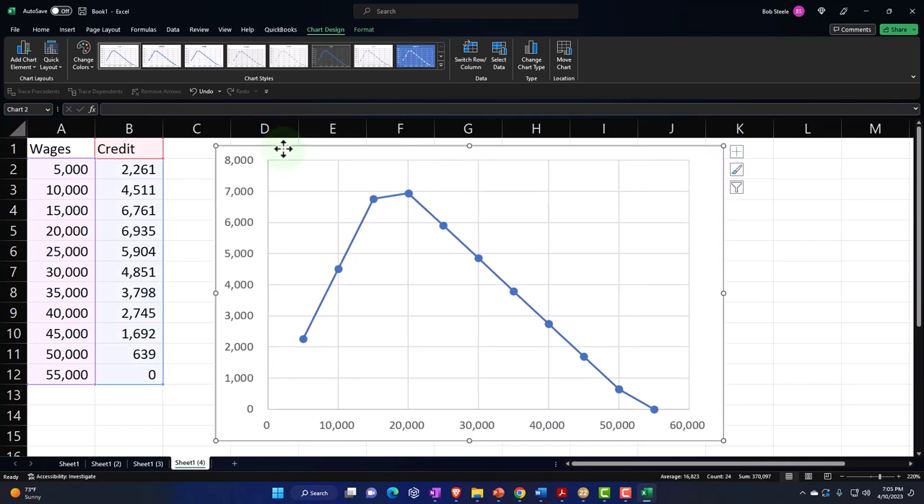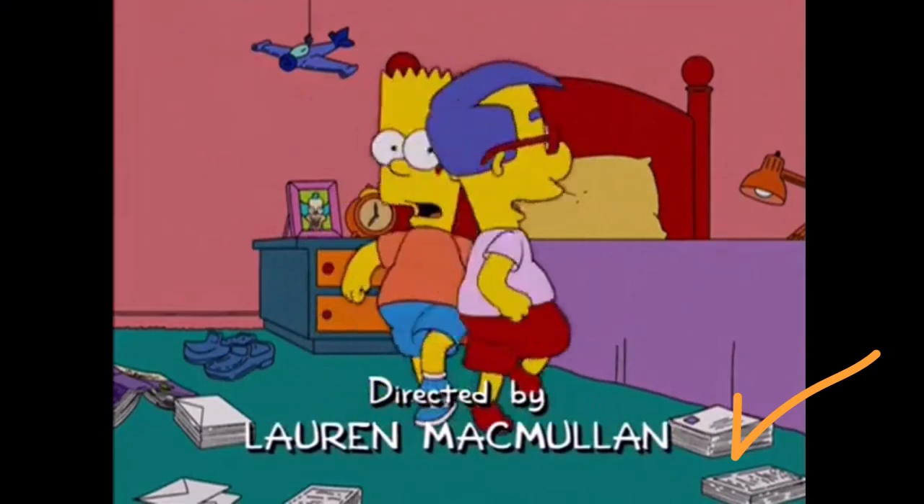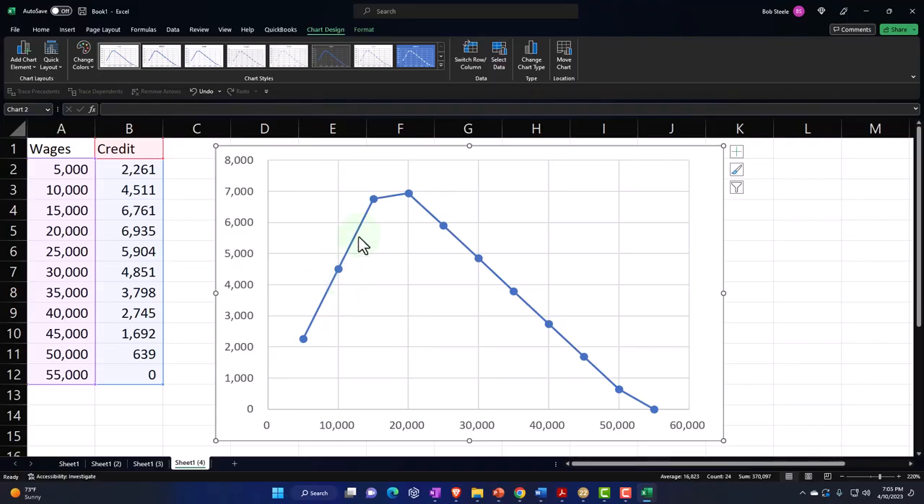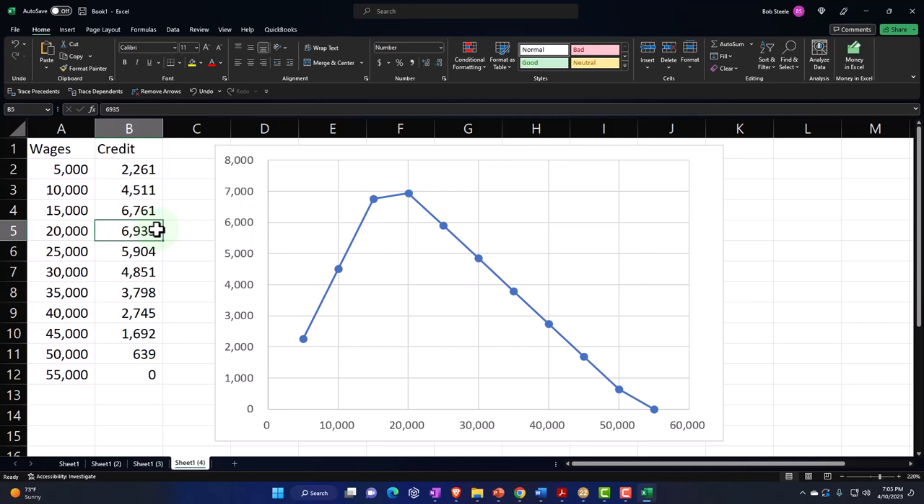So we got, as the income goes up, the amount of the credit goes up. It caps off at that 6935, around the 20,000, and then it goes back down again. So there we have it.